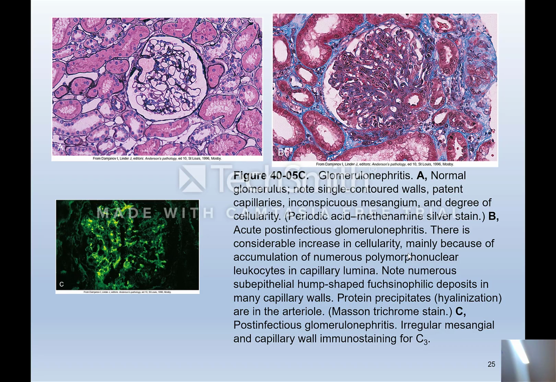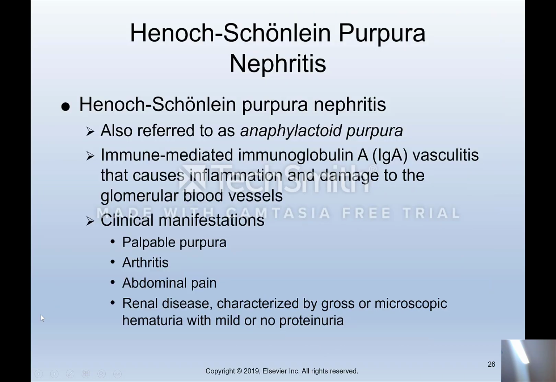And this is what glomerulonephritis looks like. In A, this is a normal glomerulus, and then B is acute post-infectious glomerulonephritis. You can see that the cells are all inflamed. These are normal cells, and you see these are all hypertrophied. And C is post-infection irregular mesangial capillaries.